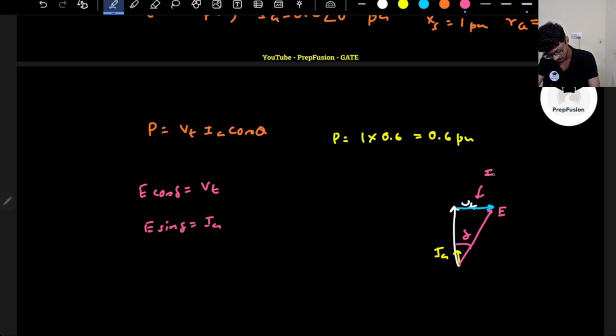This length is Ia into Xs. So from here you can easily find out my tan delta. I could remember the formula and directly write it here, but I'm not doing that, I'm deriving it, because in the exam I also want you to derive it only. You will not be able to remember this formula. So tan delta is Ia Xs divided by Vt.